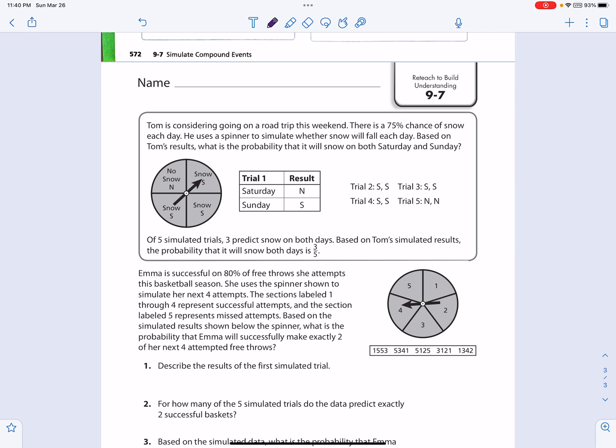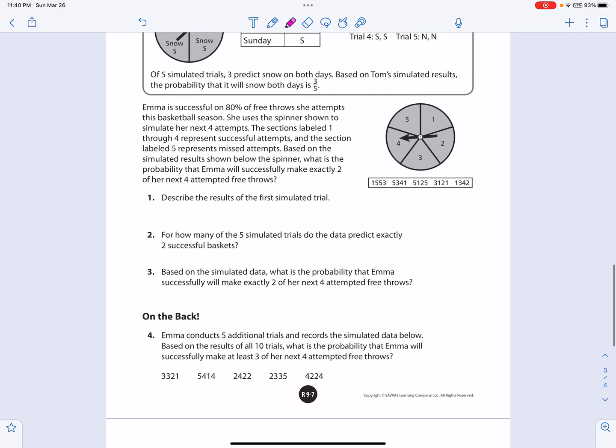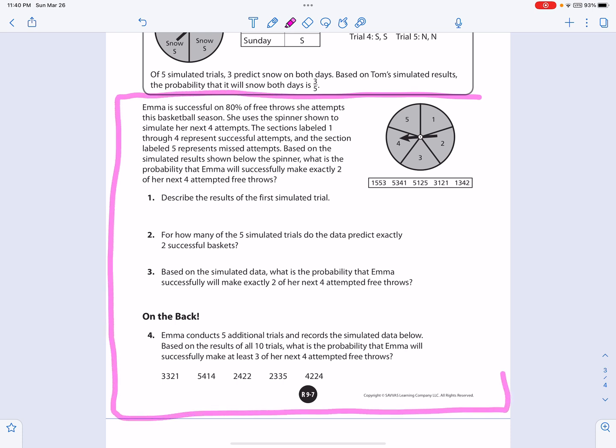You have your reteach to build understanding, which is 9-7. This section here is just the example section of what you're doing. This section here is the section that you have to do on your own for homework. So we can take a look at it. They're giving you the percentage. So successful is 80% of free throws.